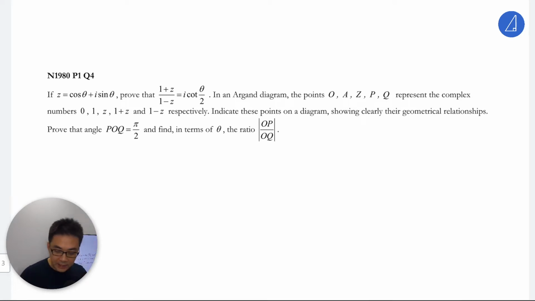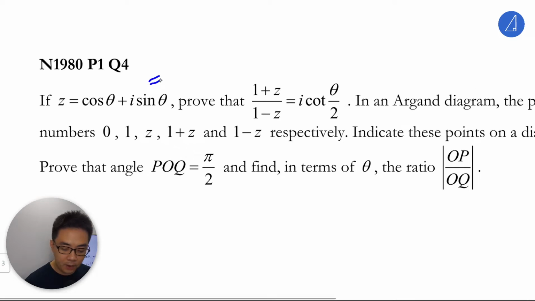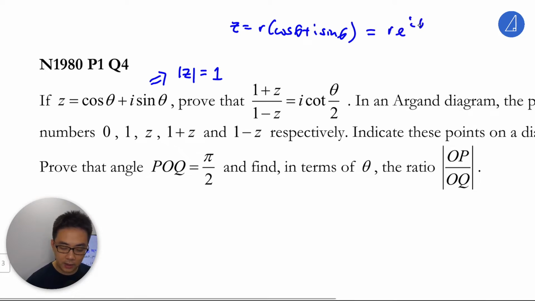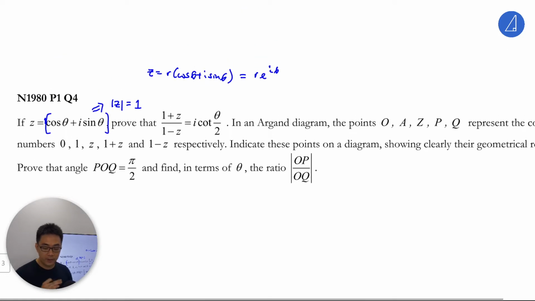So the first thing is z is cosine theta plus i sine theta. So same thing. What is mod z? Mod z is equal to 1, right? Because z is equal to r cosine theta plus i sine theta, or equal to re^(i theta). So if this is just this one, it means r is 1. The modulus of r is 1. That is the first thing. The modulus of z is 1.